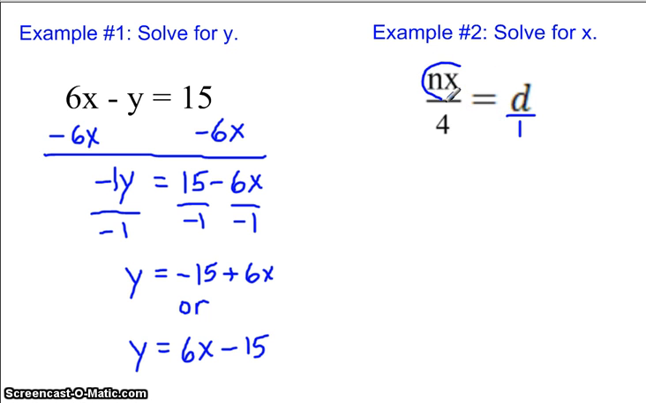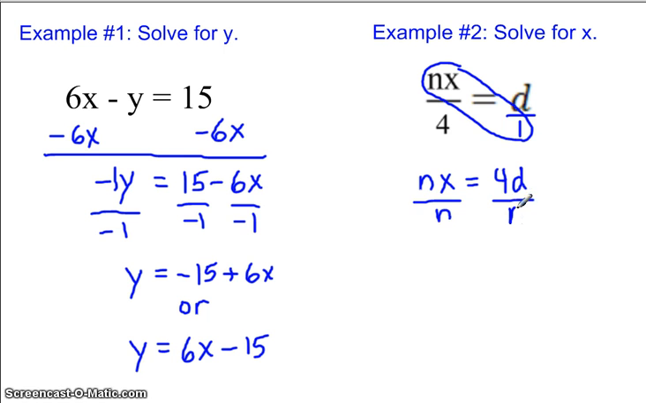So nx times the 1 is equal to nx. 4 times d is 4d. And remember, we're trying to get the x alone. And nx means x times n, so I will divide by n. The n's cancel out on this side. This can't be simplified anymore. So what we're left with is x is equal to 4d divided by n. There are other ways you could have done this, but I like this way. Nice and easy. All right, 2 more.